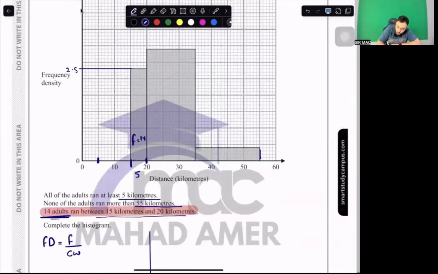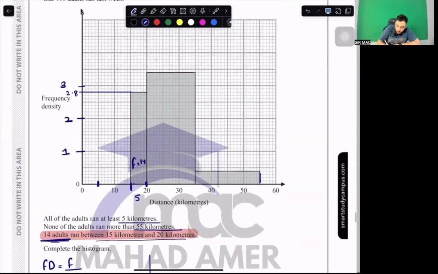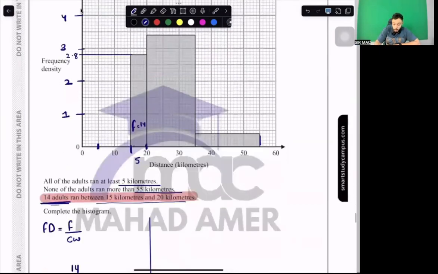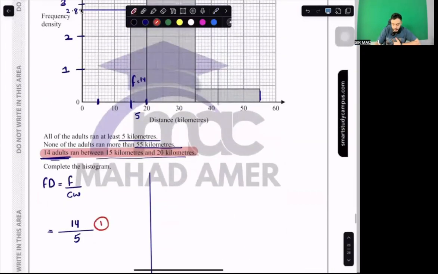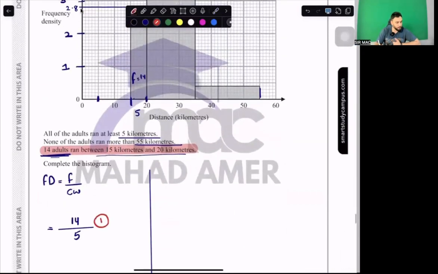So this is 2.8. That means this is going to be 1, this is going to be 2, this is going to be 3, this is going to be 4. Because of this block and the information in the last line, I was able to work out the frequency density. Since I got the frequency density as 2.8, I worked out the scale, and I plotted all the values of the frequency density. And there I got 1 mark for this one.